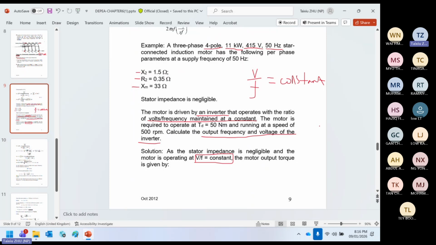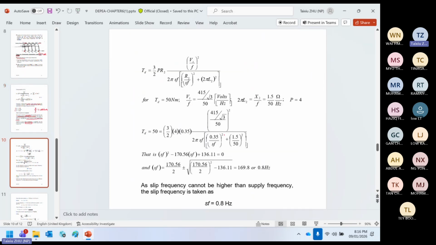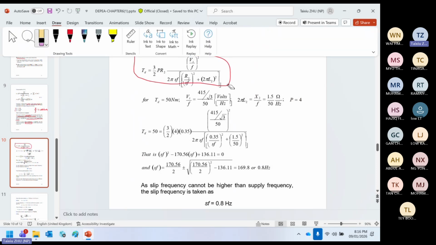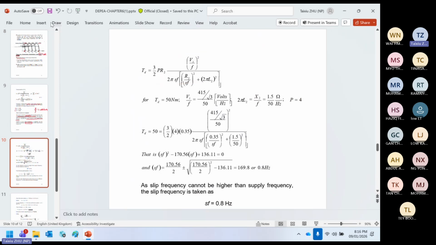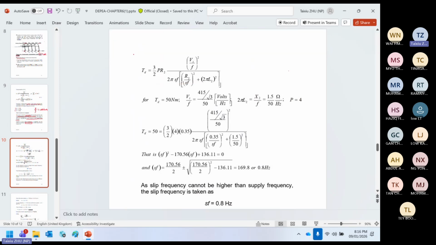Without reading the answers, this seems quite hard. Okay, then let's see how to do it. Basically, you substitute everything into here, TD. This one is a long formula, isn't it? A lot of parameters in it. Do you like it or not? I believe you don't like it. So you have to substitute the values into here.